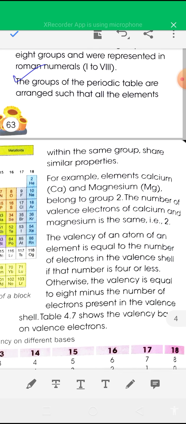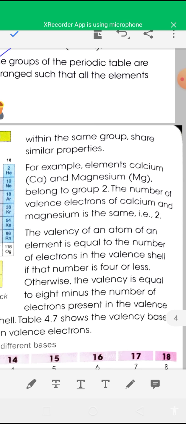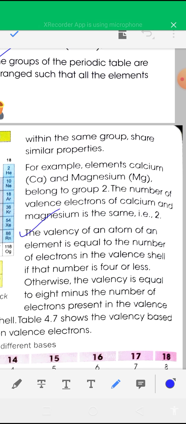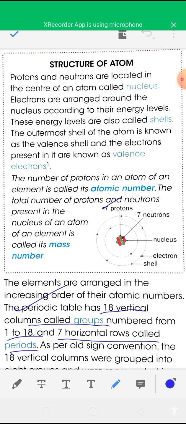You can tell the valency of an element with the help of the number of electrons in the valence shell of an atom. Valence shell means the outermost shell of an atom. You know, in an atom, the protons and neutrons are present at the center, which is known as the nucleus, and the electrons revolve around the nucleus in different circular paths, which are known as shells.